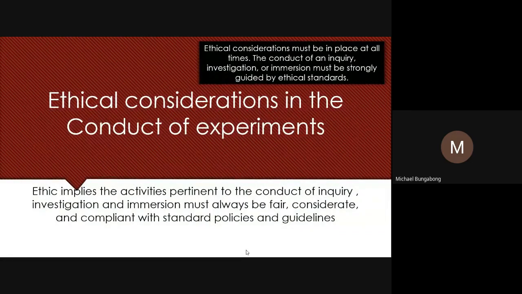So now we have what we call ethical consideration in the conduct of experiments. Remember, class, ethical considerations must be in place at all times. The conduct of an inquiry, investigation, or immersion must be strongly guided by ethical standards. Why do we need these ethical standards? What do you mean by ethical standards? I think that's the question.